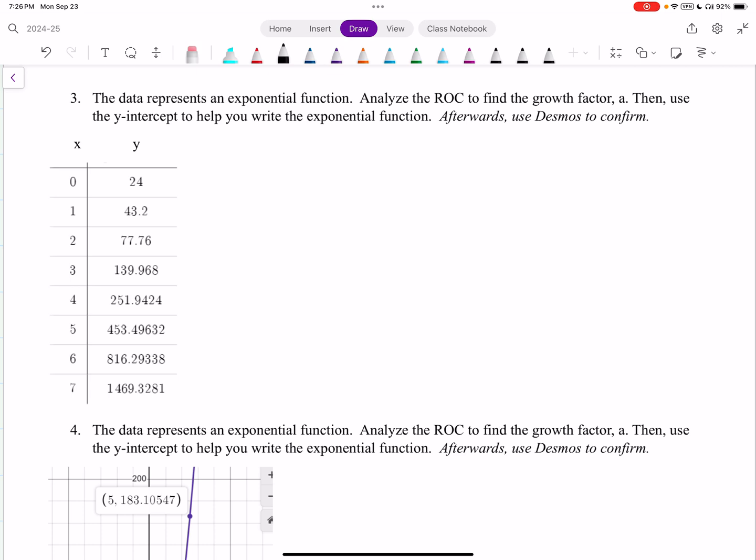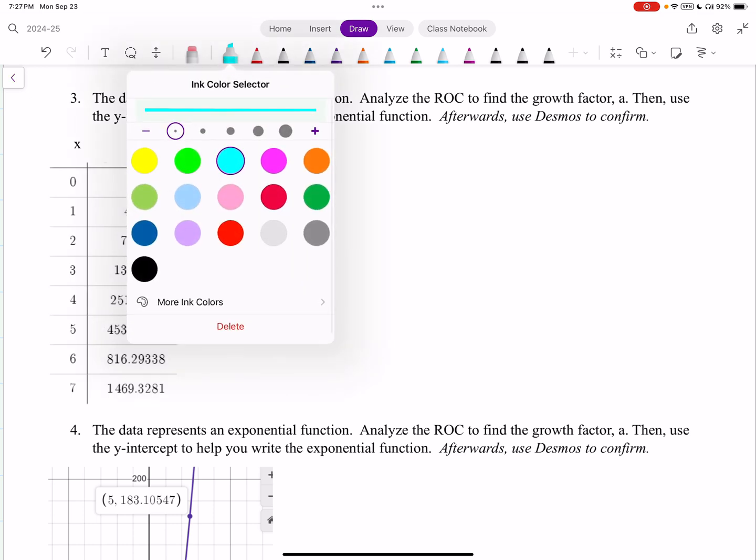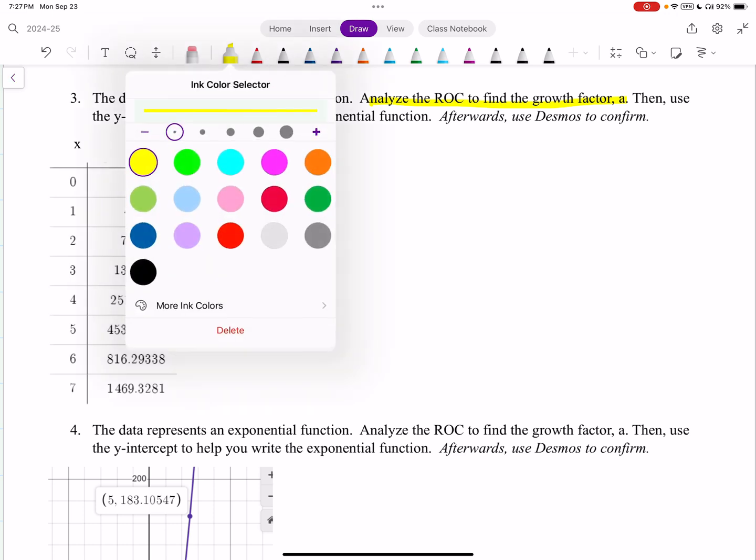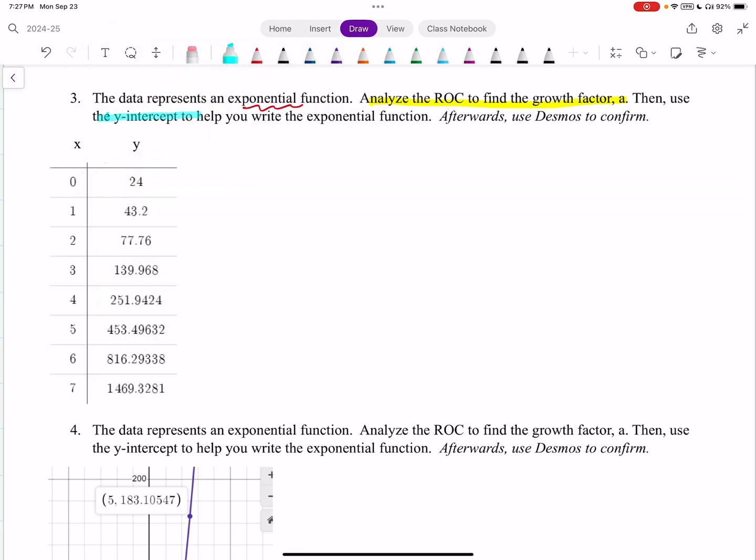So at this point, what do we have here? We've got the data represents, I tell you it's exponential. We want to analyze the rate of change and define the growth factor. So we have to use some basic skills that we used before here, and then use the y-intercept. Secondly, we need to use the y-intercept to help us write the exponential function, unless you already know it. So, all right, let's go for it.